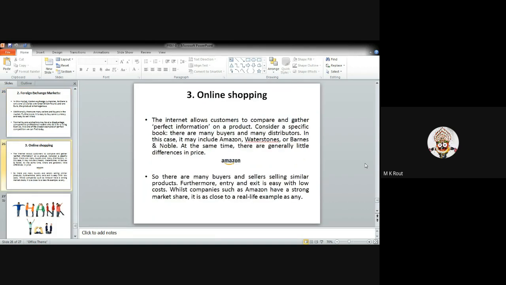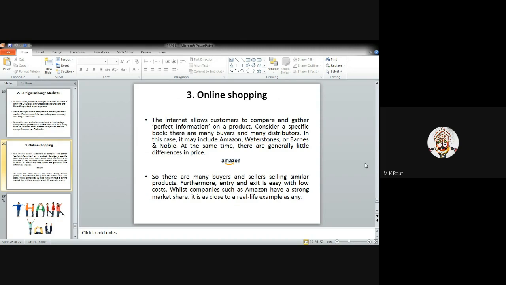The next one is online shopping. You can see, especially with reference to comparing and gathering perfect information on a particular product. You can take the best example of books. The books are available on Amazon, Waterstones, and Barnes and Noble. But if you go to more buyers and sellers, the similar product is also available on an XYZ e-commerce site. At the same time, what will happen? They provide a little bit of difference in pricing, especially with reference to selling the books.